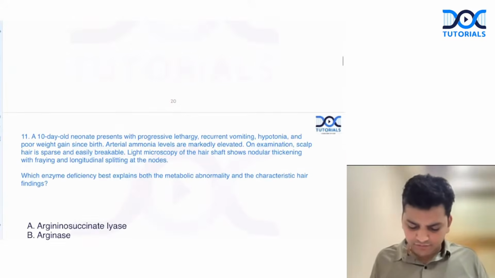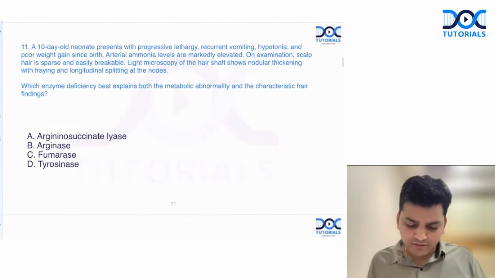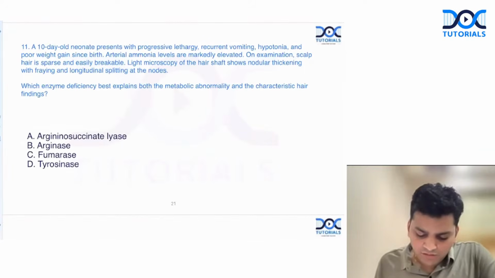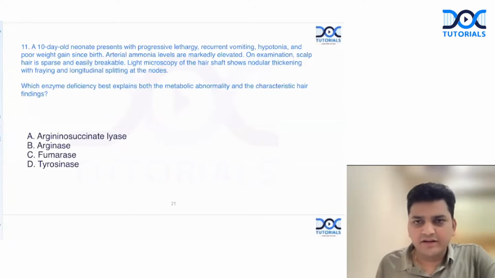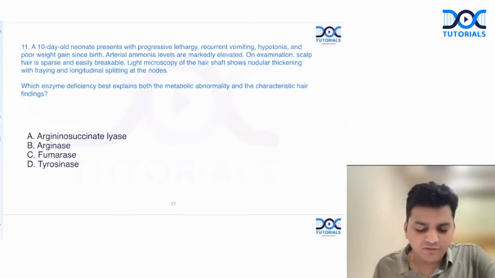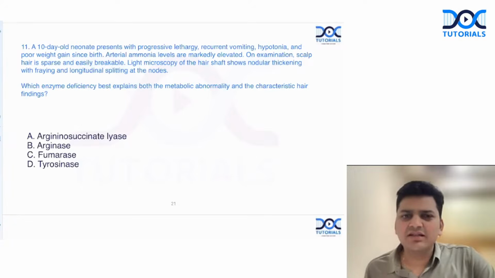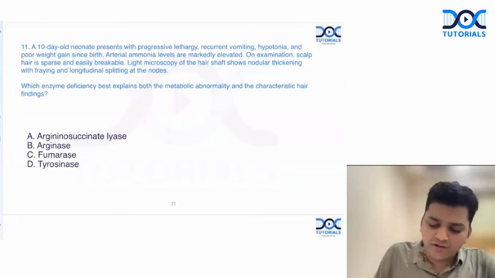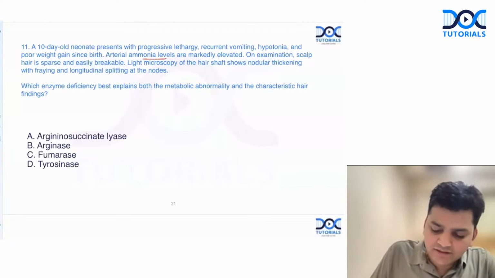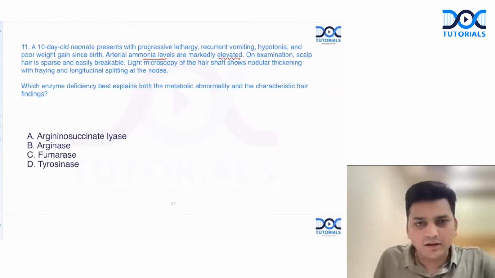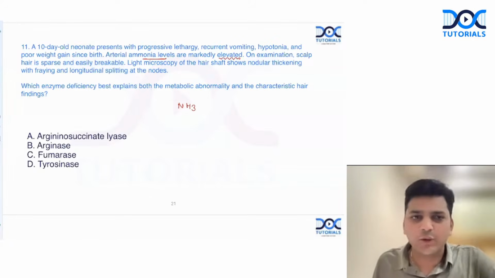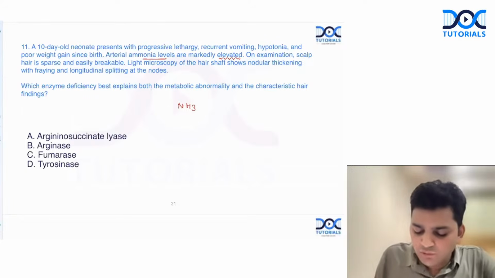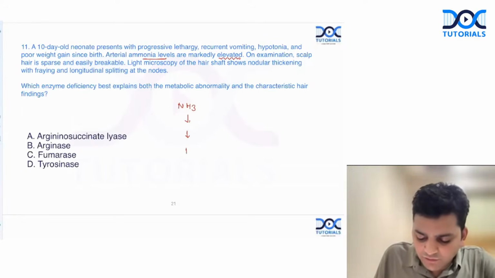The next is a 10-year-old neonate presents with the progressive lethargy, recurrent vomiting, hypotonia, poor weight gain since birth. These things can be seen in many metabolic disorders in biochemistry. But what important they said was ammonia levels are increased. The moment this word will come, hyperammonemia, I will think that there is some urea cycle disorder going on. In a newborn, the ammonia is more, means there is some problem in urea cycle.